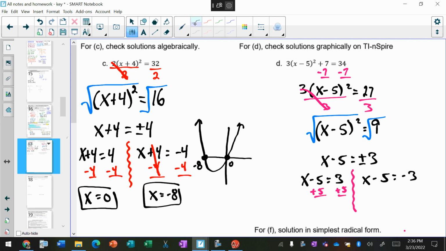We would expect to get two solutions because our highest exponent in our original equation was a 2. The degree, or the highest exponent, tells you how many roots you should have when you're all done.